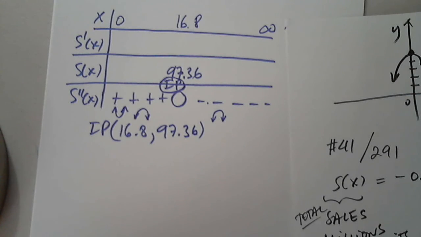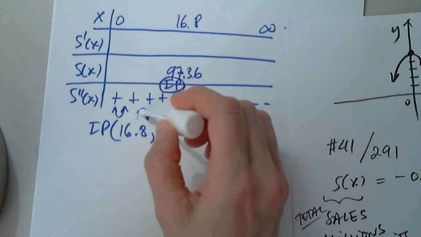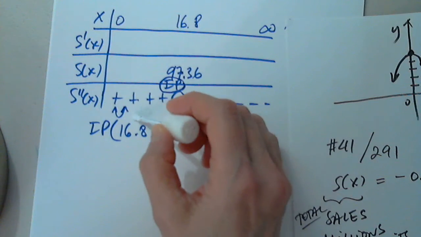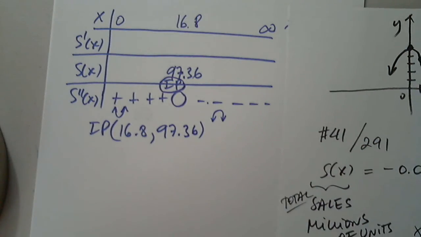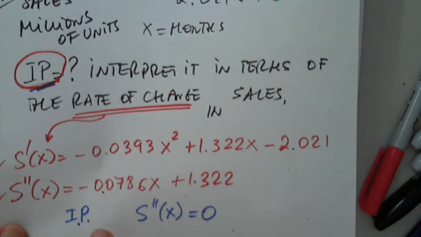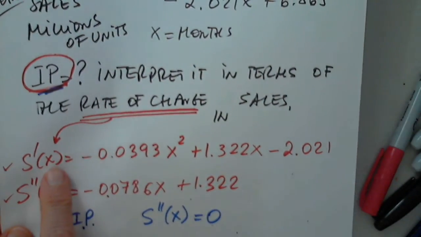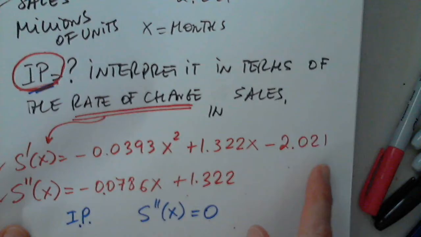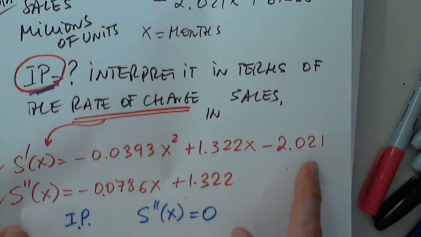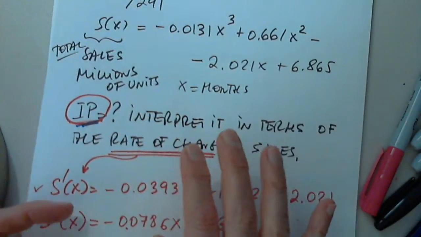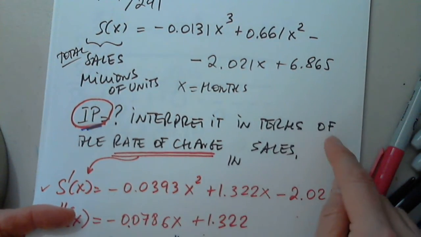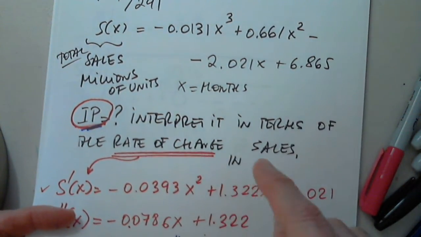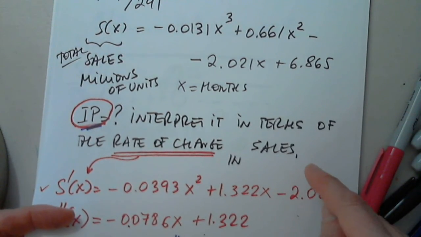Now, let's talk about the interpretation. What does this mean for the rate of change? So what does the inflection point mean for the first derivative? That's what it means. That's what the problem is asking us. Interpret the inflection point in terms of the rate of change in sales.